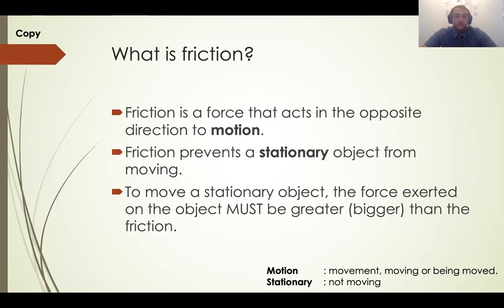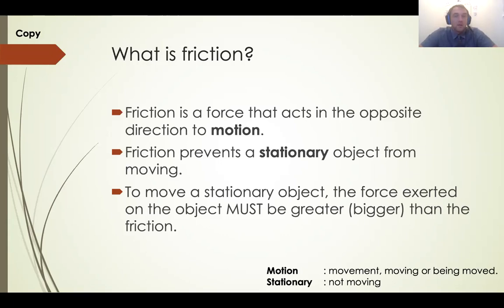What is friction? Friction is a force that acts in the opposite direction to motion. So if this is motion, moving that way, friction will move in the opposite direction. Friction prevents a stationary object from moving. Okay, so let's just have a look at the words motion and stationary. Motion means some or other movement, moving or being moved. But stationary means not moving. So friction prevents a stationary object from moving.